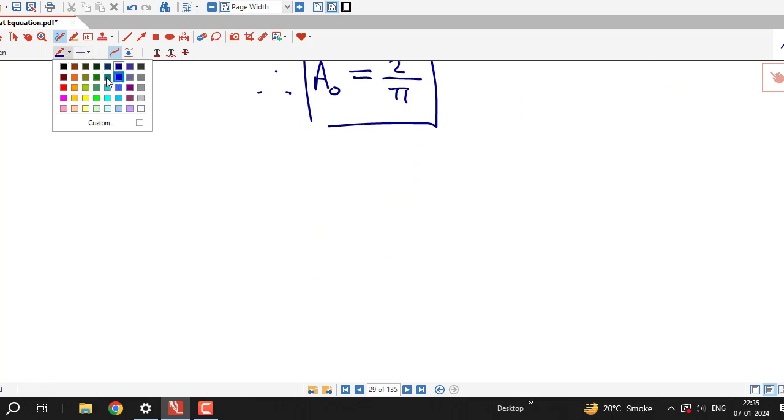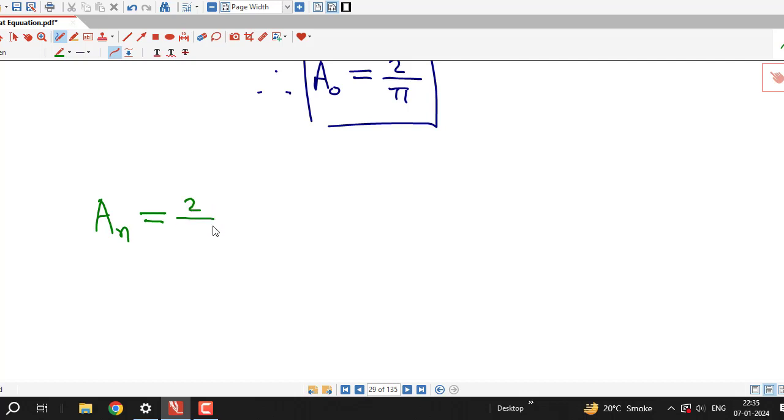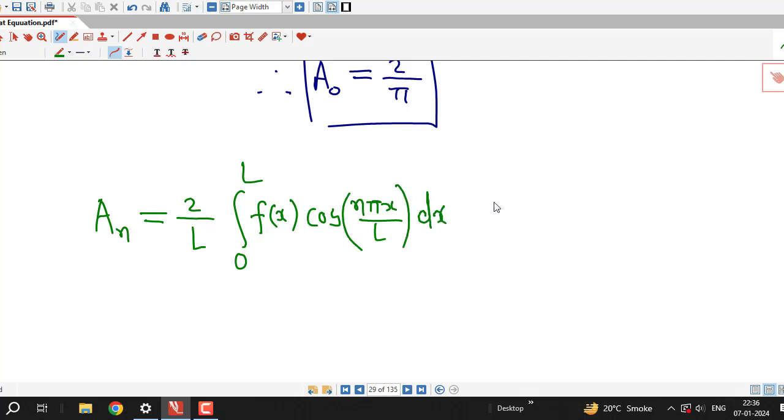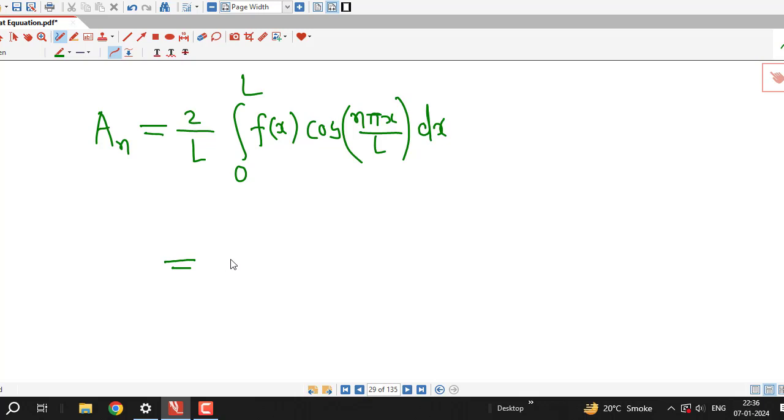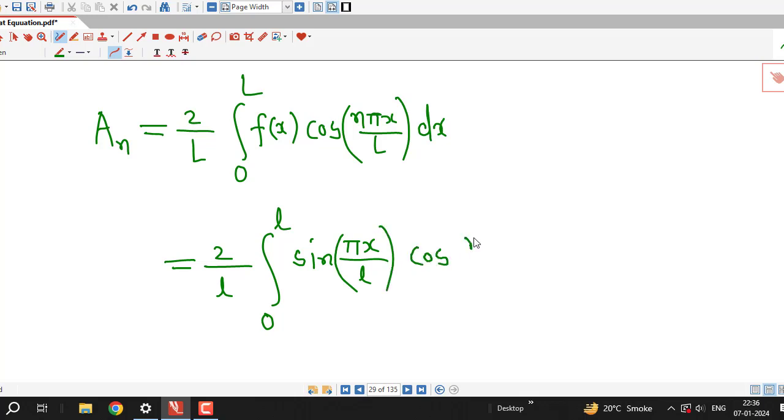Similarly, we have to obtain the value of An. So we have again a ready-made formula for An. An is 2 divided by L integral from 0 to L f(x) multiplied with cosine of n pi x over L, integral with respect to x. Instead of capital L, we have small l as the length of the metal rod. f(x) is sin pi x divided by L, and this is cosine of n pi x divided by L.